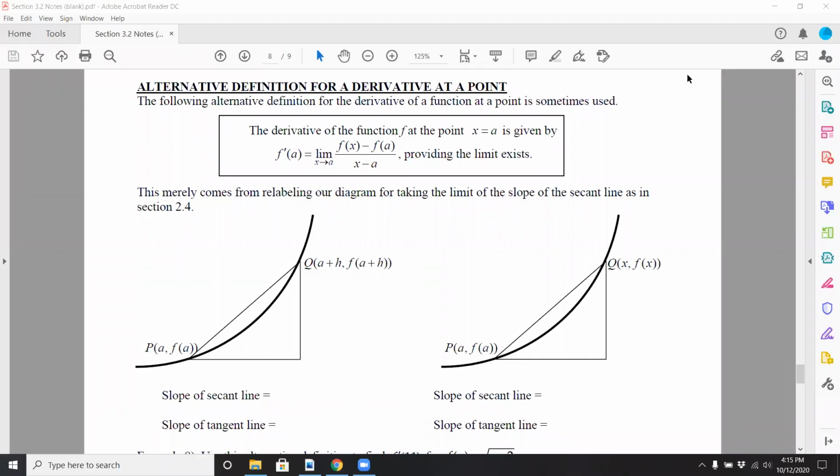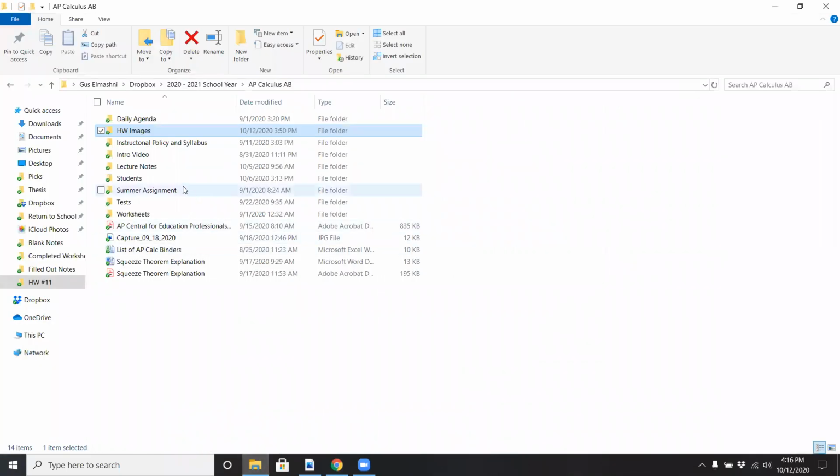Hey there, welcome to a video discussing pages 8 and 9 of the section 3.2 notes. So we're going to wrap up section 3.2, and here we're starting off with the alternative definition for a derivative at a point. You might remember we did talk about this in the homework not that long ago.